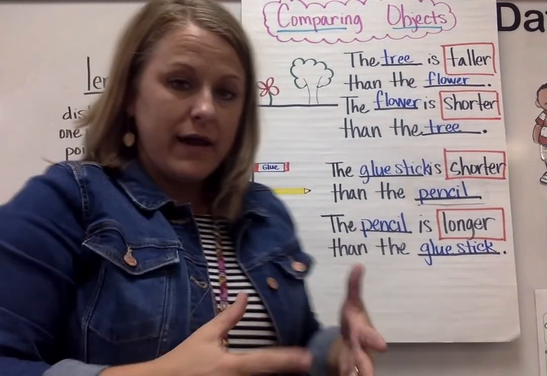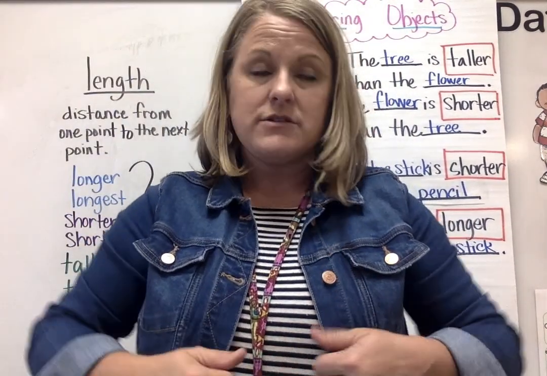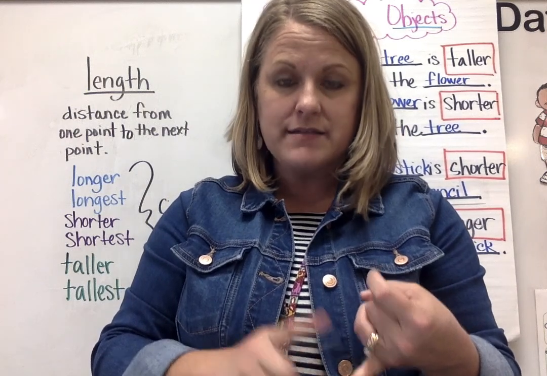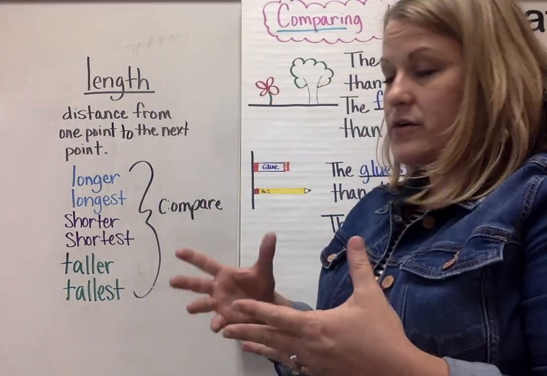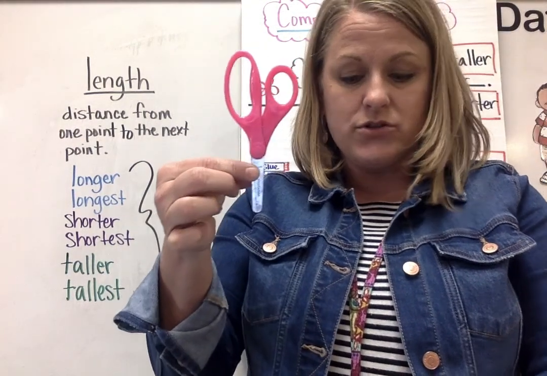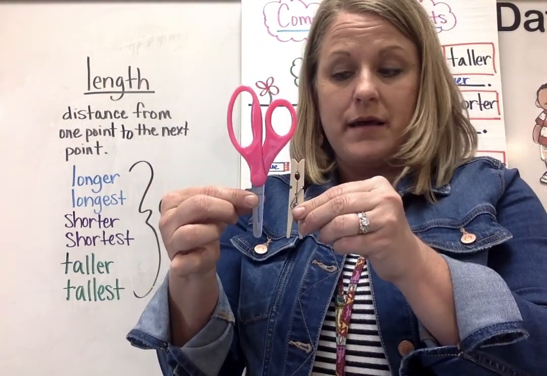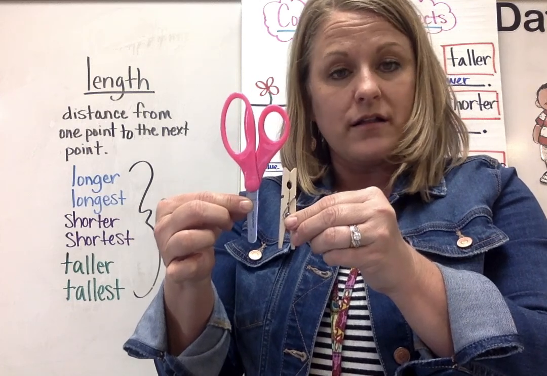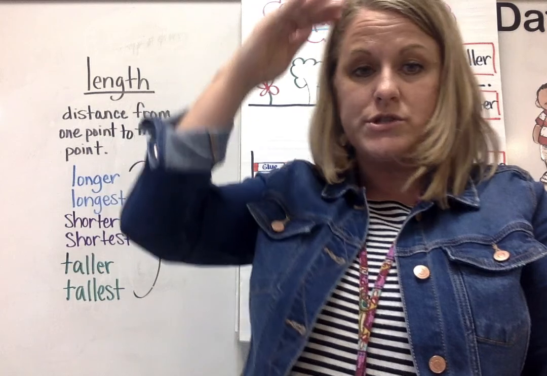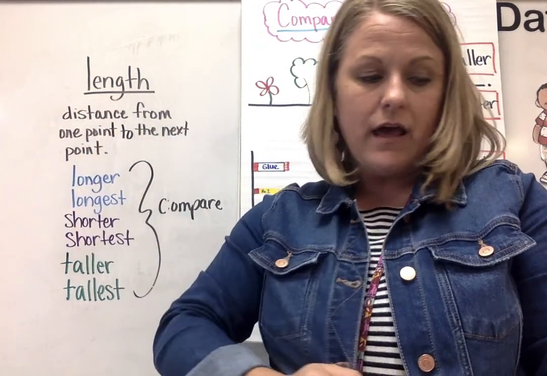Now, when you compare, you're just looking at something, just the same way we have been looking at attributes of shapes in the past. You're going to continue to look and compare objects. I have scissors and my clothespin again. My scissors are taller than my clothespin. You can compare your height. Are you shorter or taller than someone in your family?